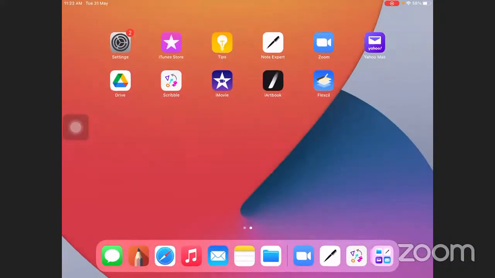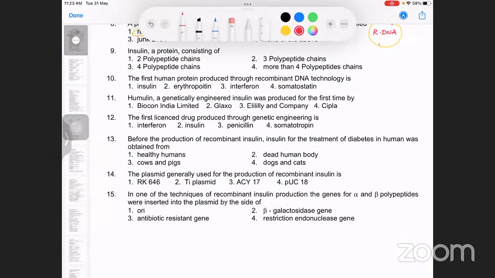So the next question which we are observing here: insulin, it contains how many polypeptide chains? It consists of two polypeptide chains. Got it? Why is it having two polypeptide chains? Because it has an A polypeptide chain and a B polypeptide chain linked by disulfide bond.